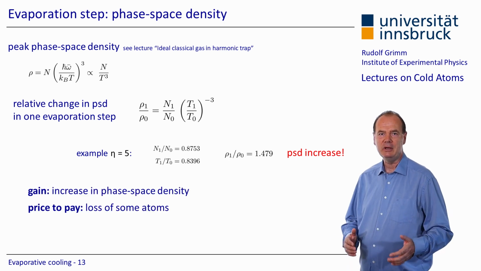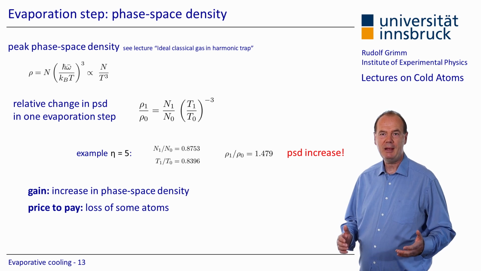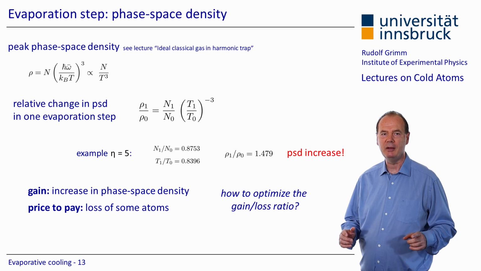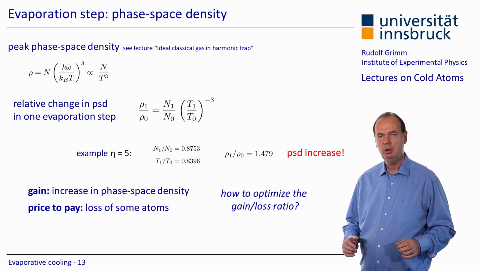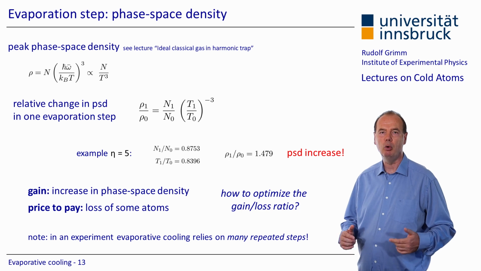Our gain is an increase in phase space density, but the price to pay for it is a loss of atoms. This leads us to a question which is very important for the experiments. How can we optimize the gain to loss ratio? Just note that a real experiment relies on many repeated steps and we want to optimize the whole process.